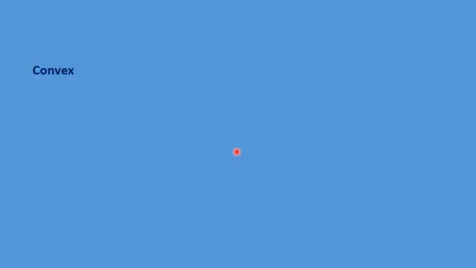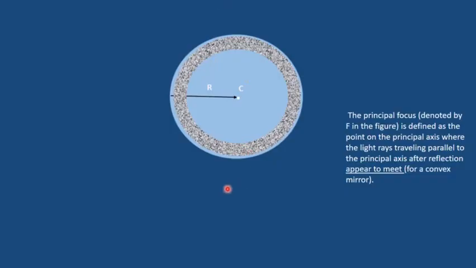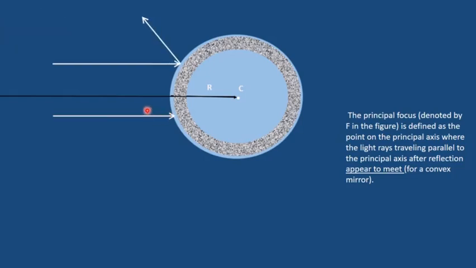Now let's consider a convex sphere in detail. Assume that this is a convex sphere and it's smooth and polished on the outside, so the reflections are taking place from the outer side. Consider this as a convex sphere with center C and radius R. It's rough on the inner side and smooth and polished on the outer side, so that reflection would be taking place from the outer side. Assume that these are two light rays incident on the outer surface of the sphere and they are parallel to the principal axis. Now these light rays would get reflected from the outer side.